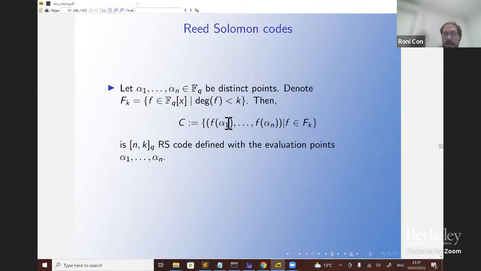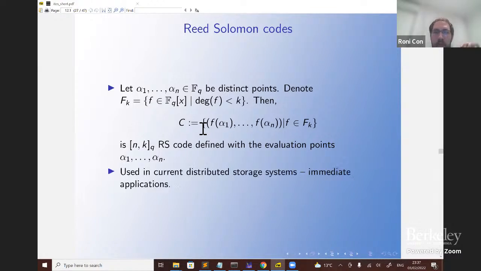Okay, I think that we all know what Reed-Solomon codes are. The definition is written here, but we were interested in Reed-Solomon codes because they are already deployed in current storage systems. For example, Facebook uses a Reed-Solomon code where n equals 14 and k equals 10. So designing repair schemes with better bandwidth for Reed-Solomon codes can find immediate application in these storage systems.